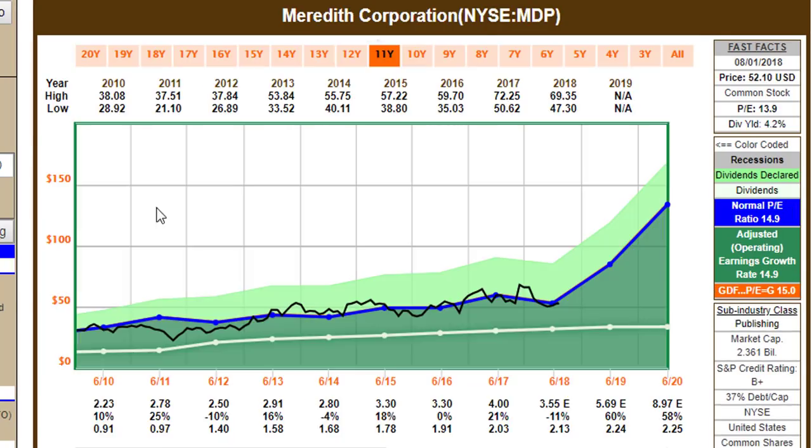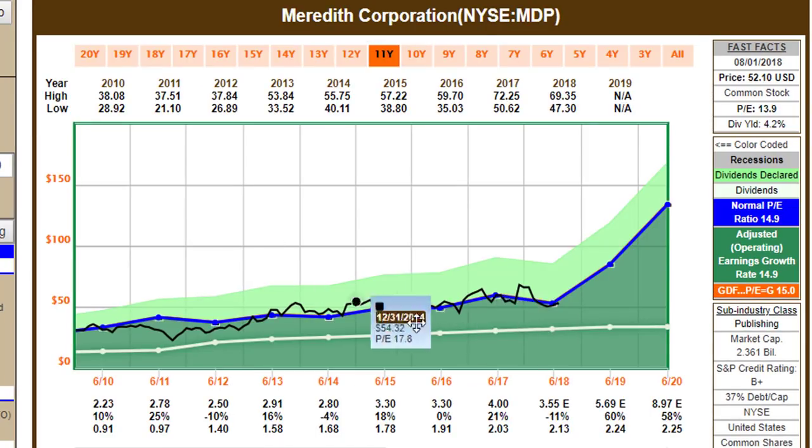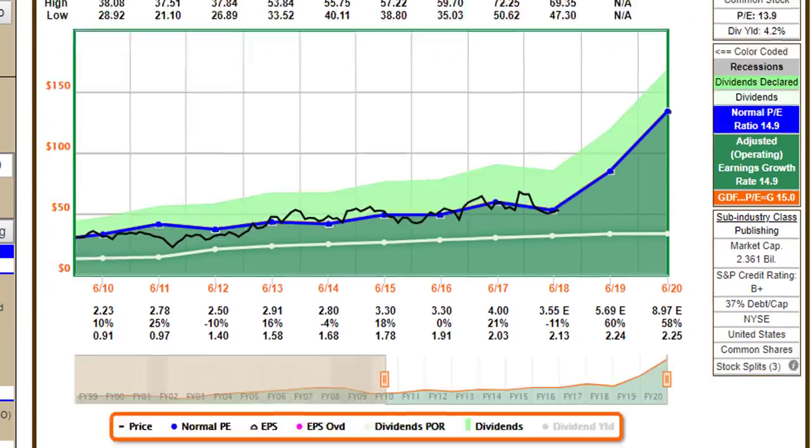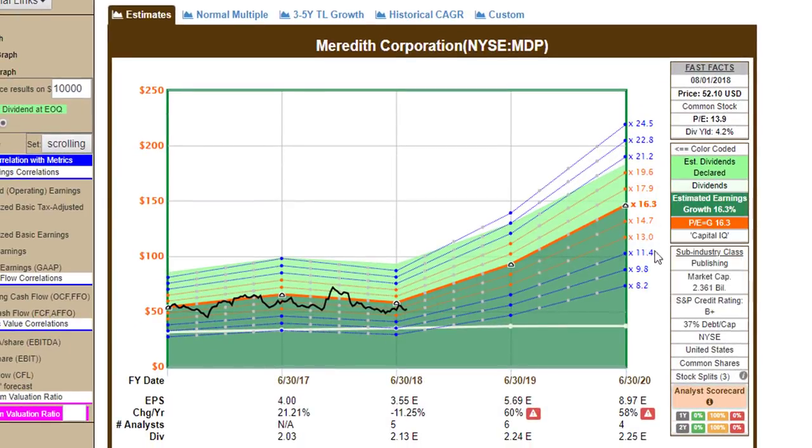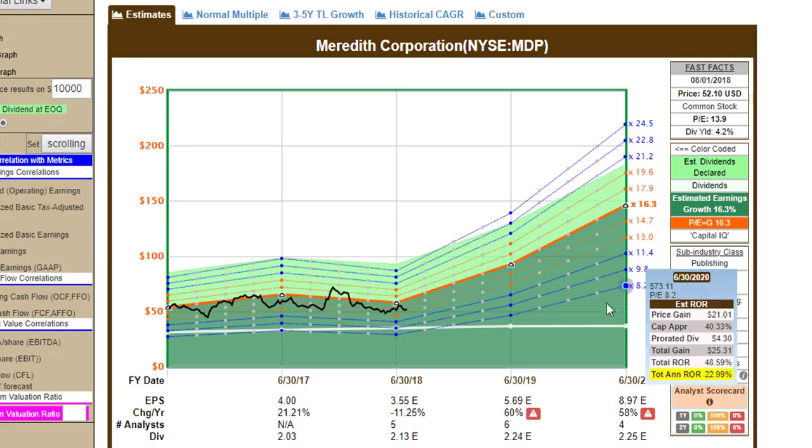My next candidate here is Meredith Corporation. This company just made a big acquisition of Time Warner's assets. The company is trading at a 13.9 PE. It offers a 4.2% yield. But what's really interesting about this company is the analysts are forecasting exceptional growth going forward, and this is what attracted me. Valuation is okay or attractive at 13.9 times earnings. Dividend yield is attractive at 4.2.